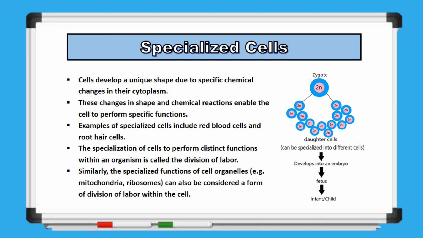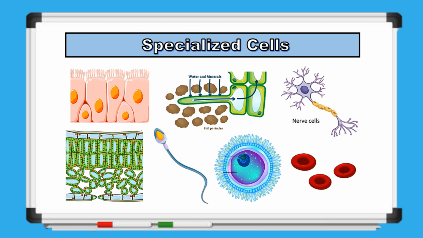Different cells carry out specific tasks, and even within a single cell, organelles like mitochondria and ribosomes perform specialized functions to keep the cell running smoothly. This process ensures that each cell, tissue, and organ works together to maintain the overall health and efficiency of the organism. This is how, after cell differentiation, cells take on different shapes, sizes, colors, and functions, each adapted to a specific role within the organism.